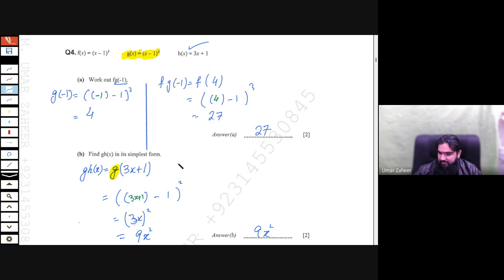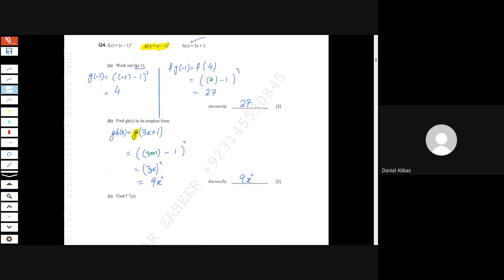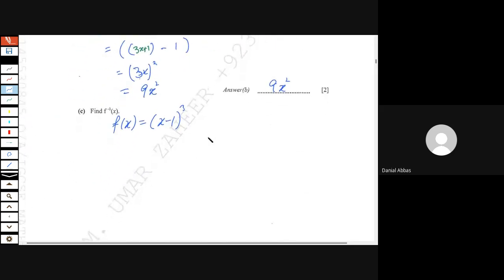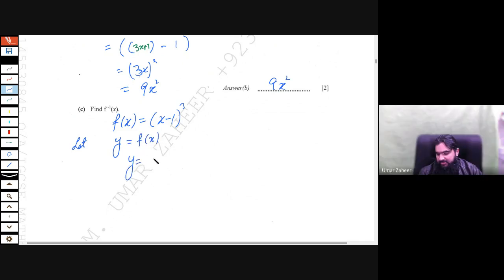We have to find the inverse. How can we find it? First we will write f inverse of x. f of x equals x minus 1 whole cube. Then we write y equals f of x, so you will get the equation y equals x minus 1 whole cube.